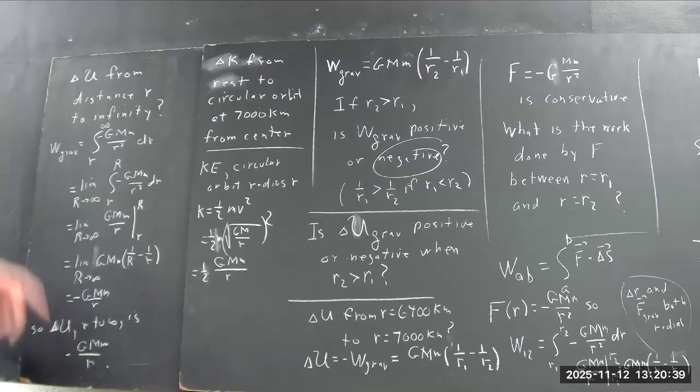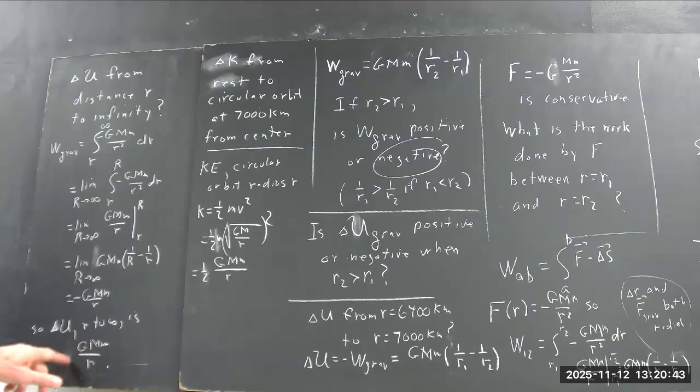I got the negative signs messed up. This should be negative big G, big M, little m over r. This should be positive big G, big M, little m over r.